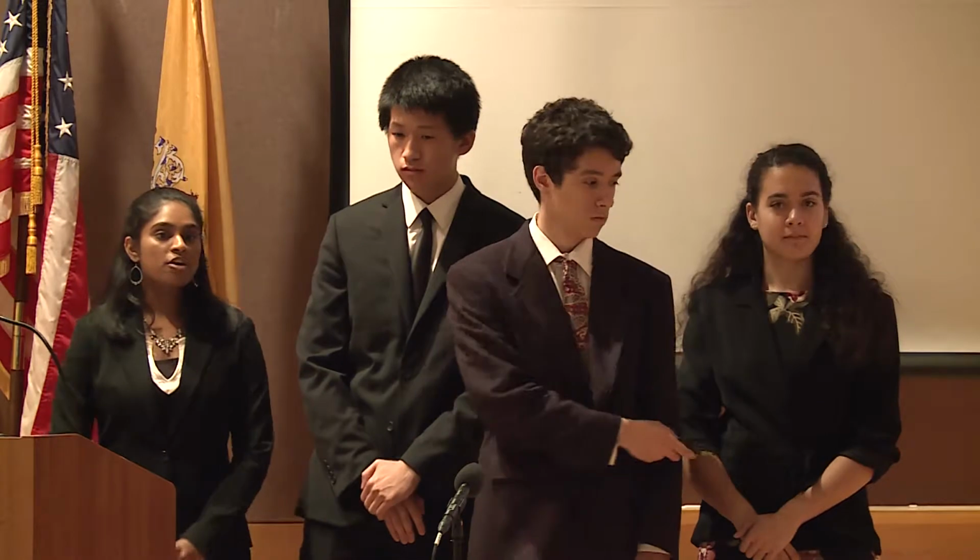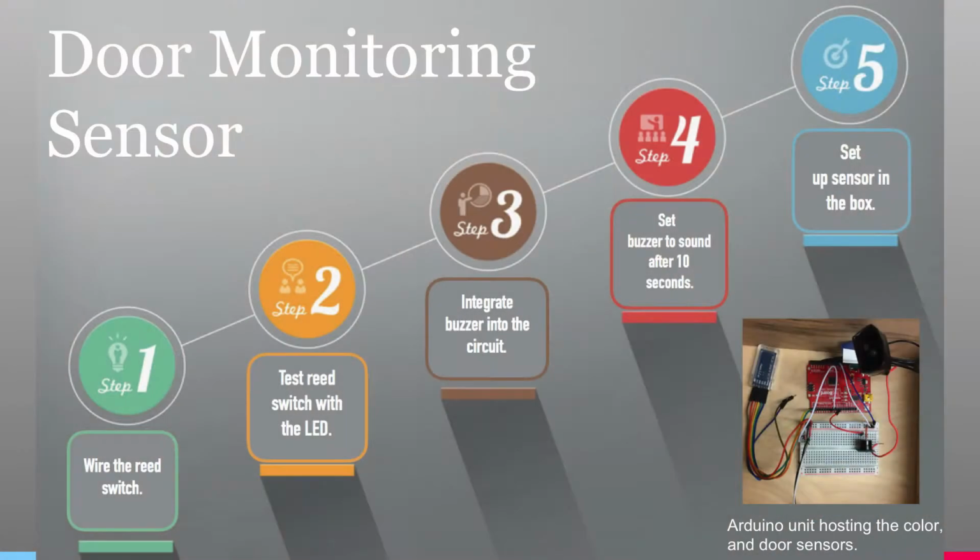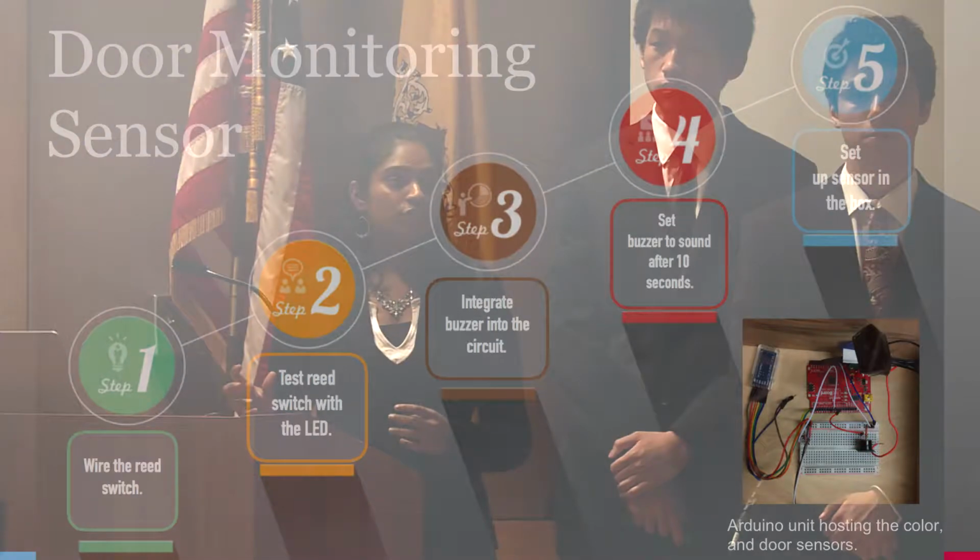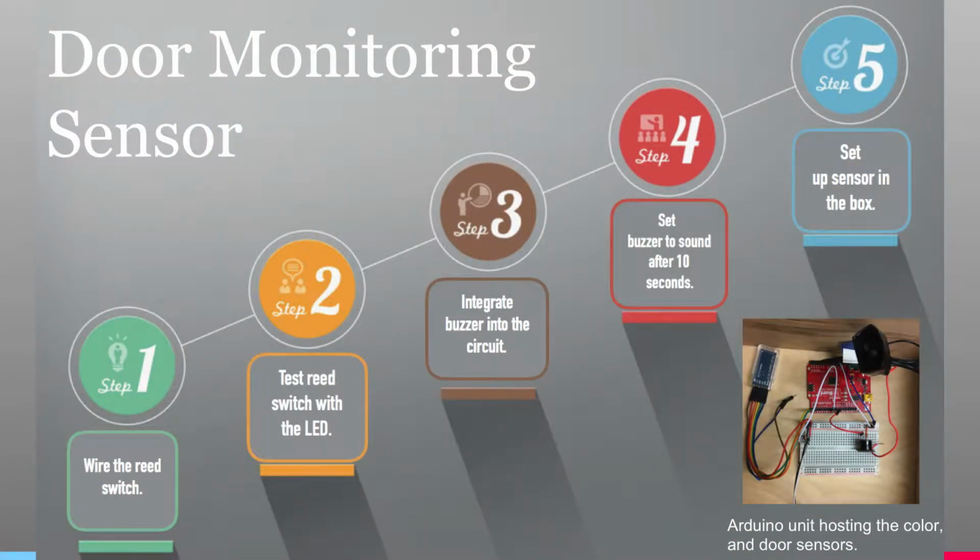In designing the door monitoring system, the first step was actually wiring the reed switch. And after we were able to wire the reed switch, we tested it with an LED. So when a magnetic field was brought close to the reed switch, the circuit was closed and the LED was able to light up. And when the magnet was taken away, the circuit was open and the LED did not light up. Through step 3, we integrated a buzzer into the circuit so that when the door was closed and the magnet was close to the reed switch, the buzzer would not buzz. And when the door was open, the buzzer would buzz, alerting the user to close the door.